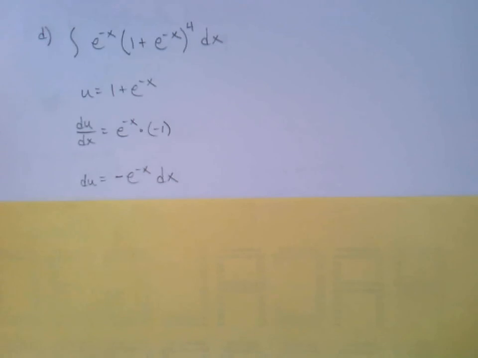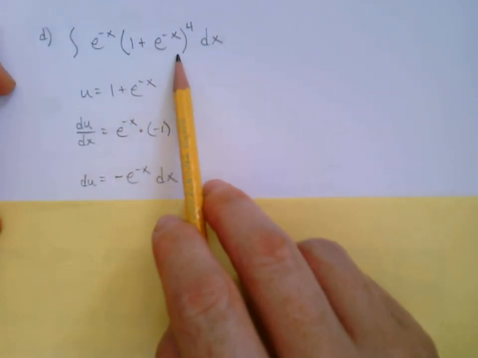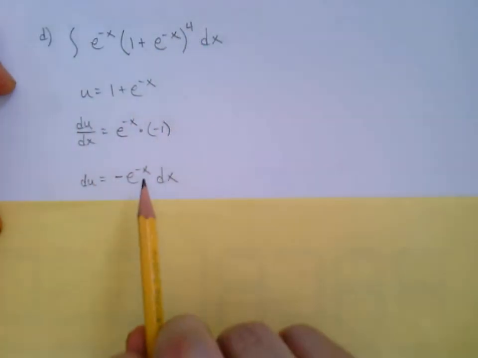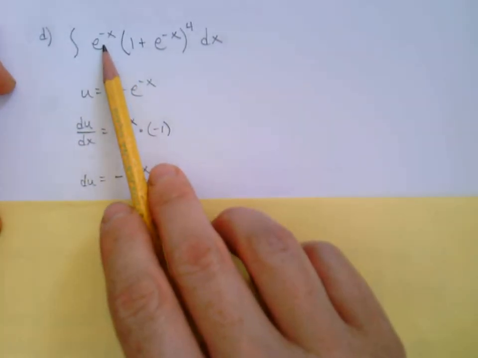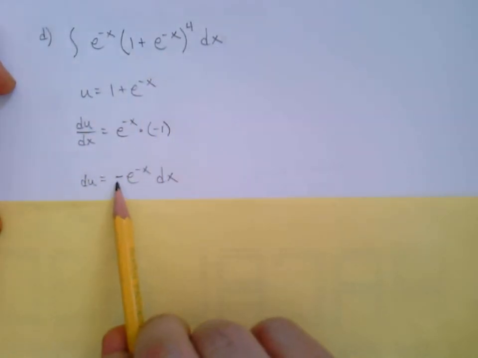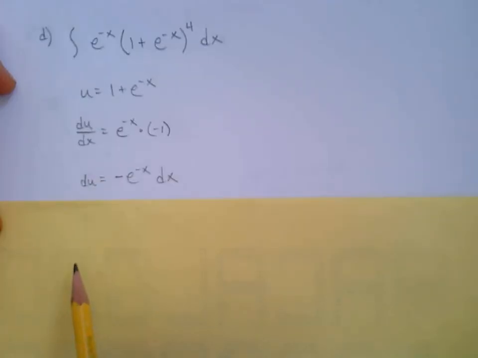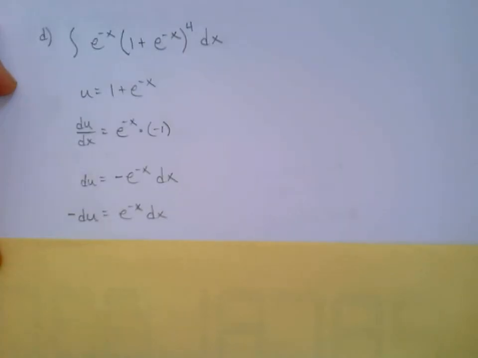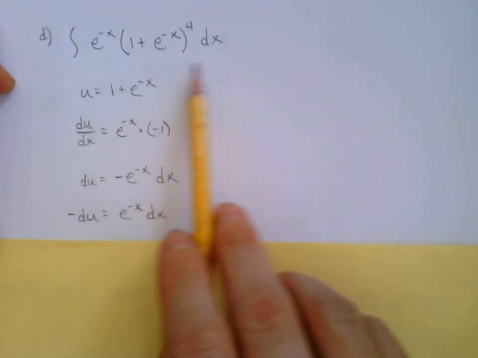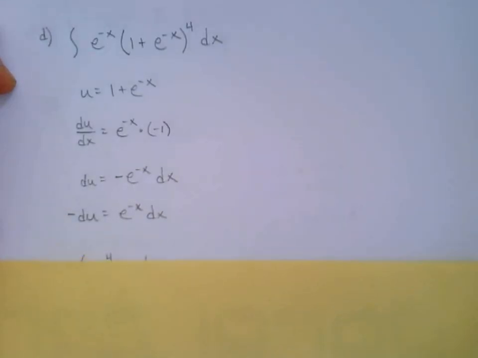Okay. So now looking at everything, I can tell, all right, what's inside the parentheses will become u to the 4th. This, oh, there's a negative there. I don't want that negative. I want e to the negative x, but that negative is not part of my original function. So that's all right. I'll just move the negative over, like multiply both sides by a negative, if you will. So the negative's over here with the du. No problem. E to the negative x dx will become negative du. And I will have this when I substitute: u to the 4th times negative du.